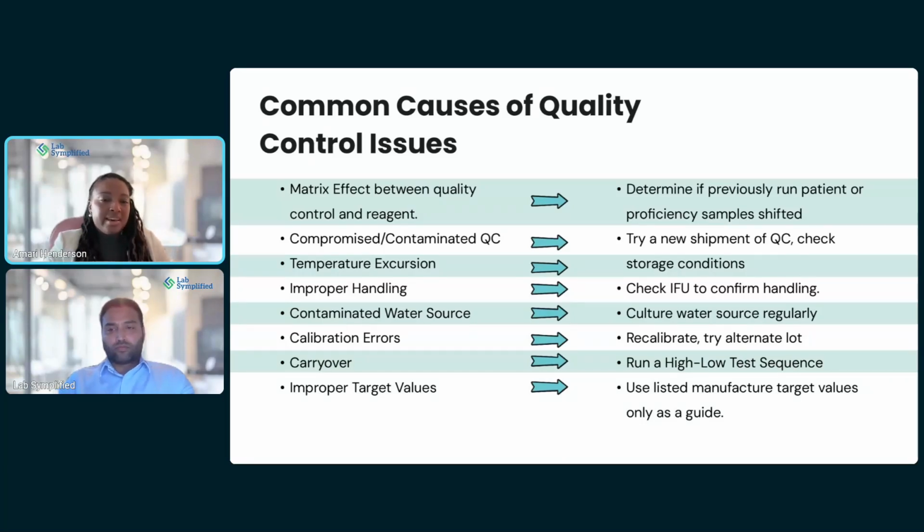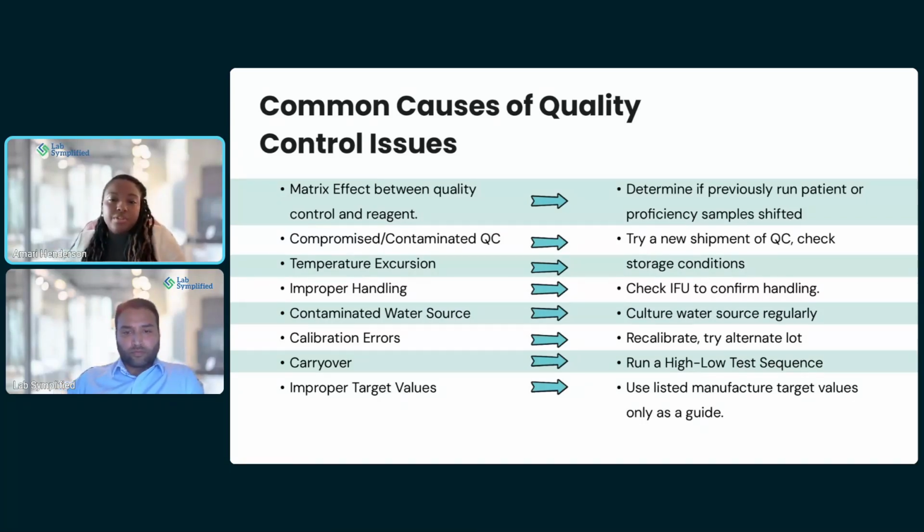Improper handling, I've already touched on that one. Contaminated water source. I do know a lot of labs culture their water sources often. I worked in a microbiology lab, and that was one of the things that we monitored and read the different cultures from the water sources for our chemistry analyzers. So that is something that many labs do just to make sure their water source is not contaminated. Calibration errors. So recalibrate and try to alternate maybe your calibrator lot. Check in and make sure there are no known field issues with your calibrators causing you to have a sudden issue here.